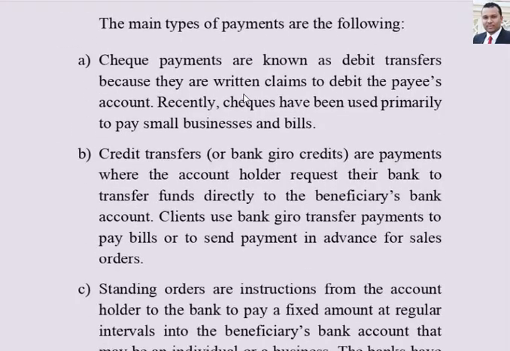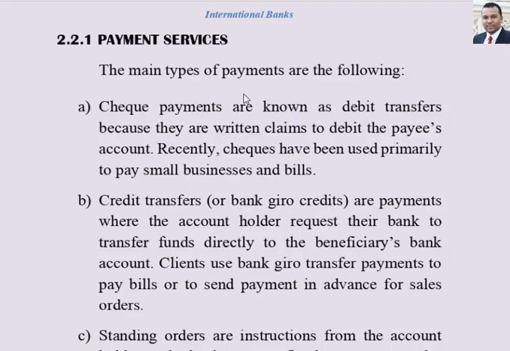When we talk about payment services, what are the main types of payments? Number one, check payment. This is the original method of payment services. Check payments are written claims or debt transfers, written claims by the account holder to transfer money or funds to the beneficiary. So this is the first type of payment, check payments. Some countries like Egypt tend to decrease check payments.